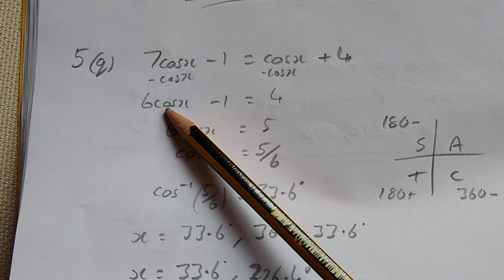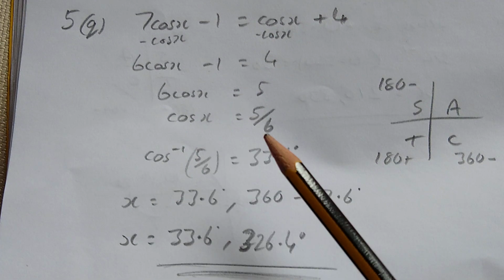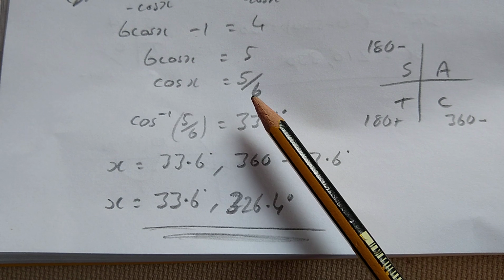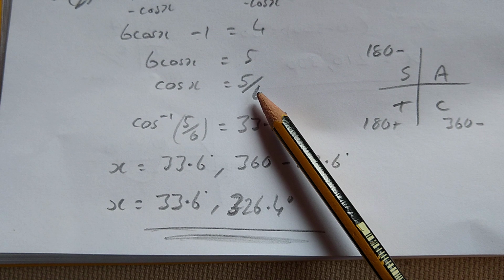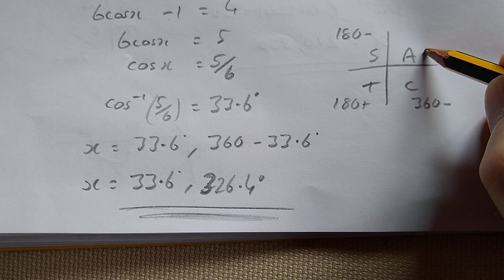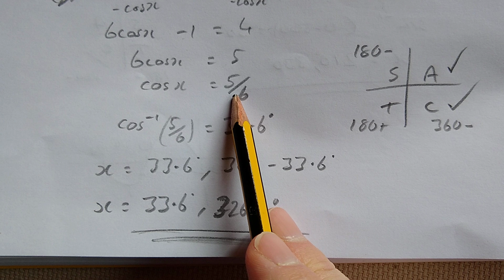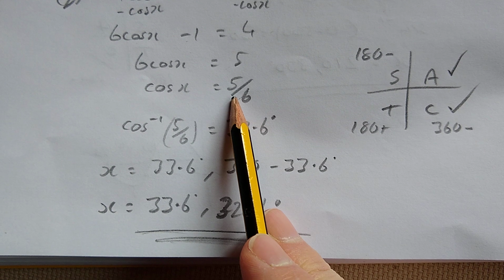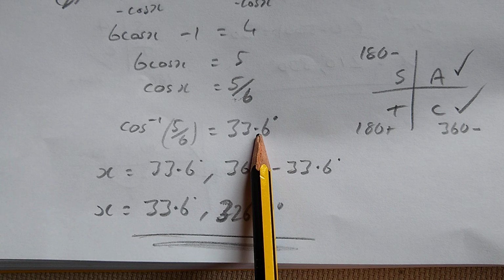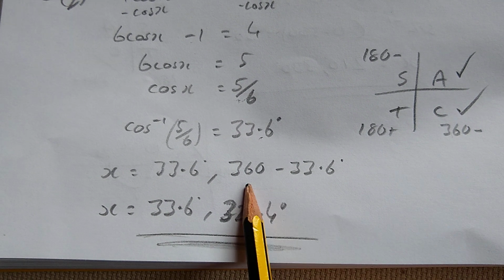So we'll be left with 6 cos x minus 1 equals 4. Add 1 to both sides. So 6 cos x equals 5. Divide through by 6. So cos x will be 5/6. And then we're on the CAST diagram again. We're using a positive value. We have a positive value of cosine. Okay, this is positive. There's no minus or negative sign there. So inverse cosine of 5/6, and then the value we've got, and also 360 minus that value.